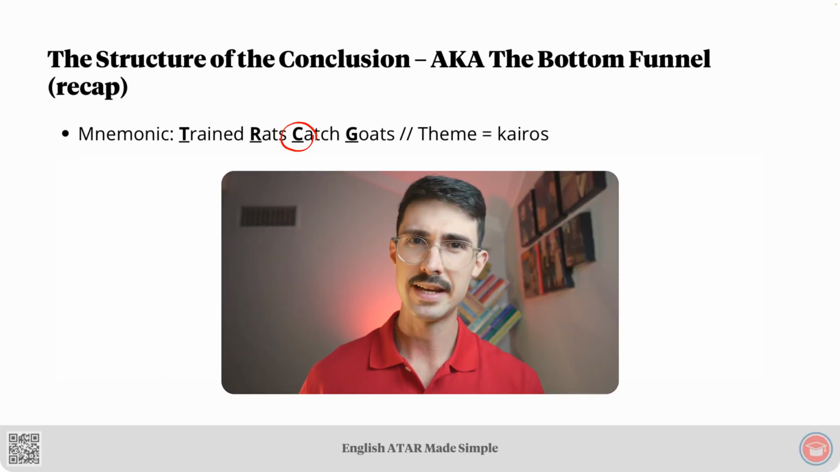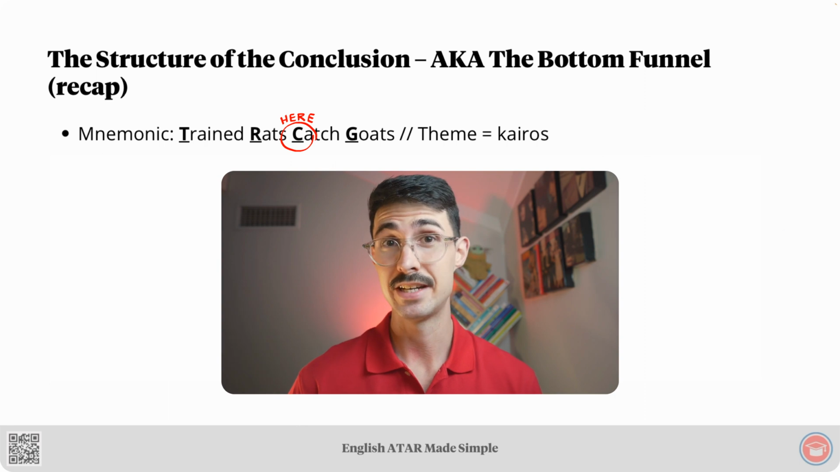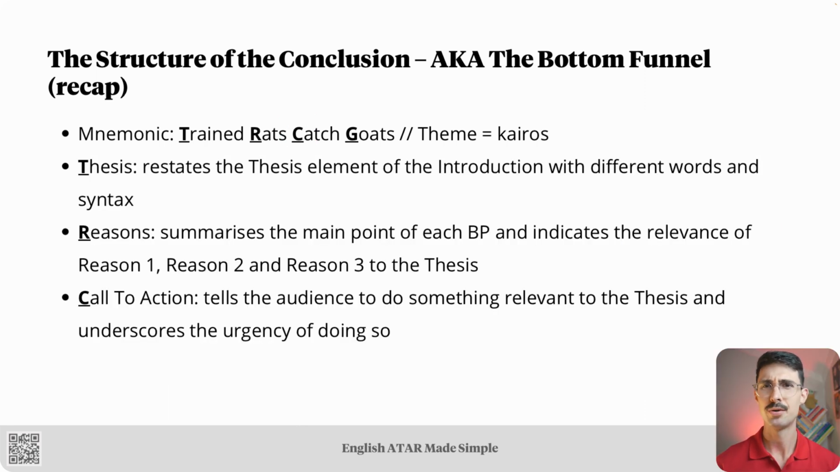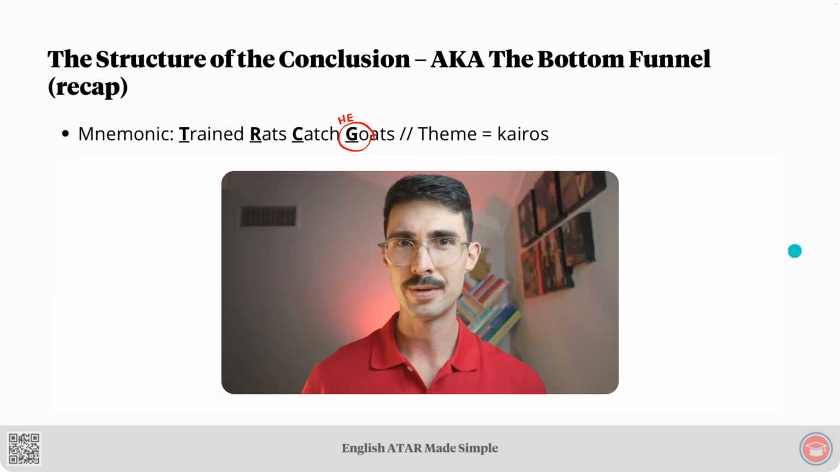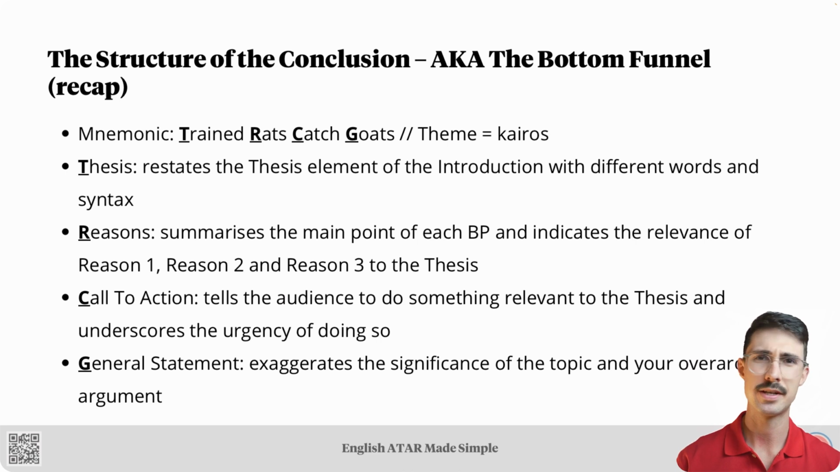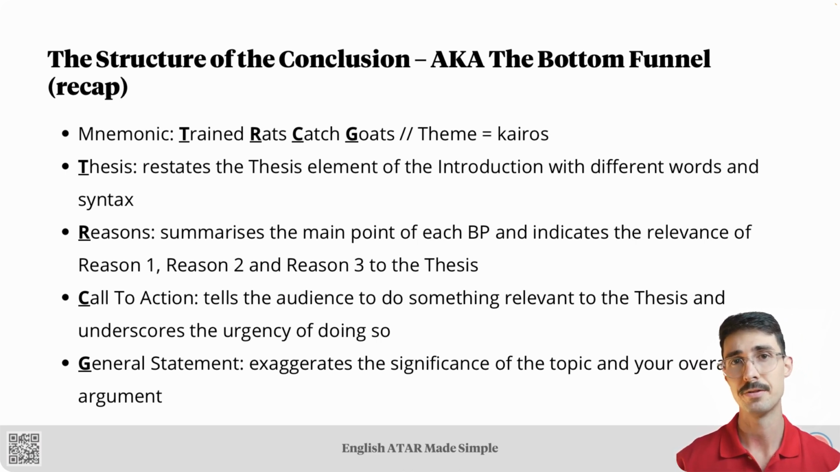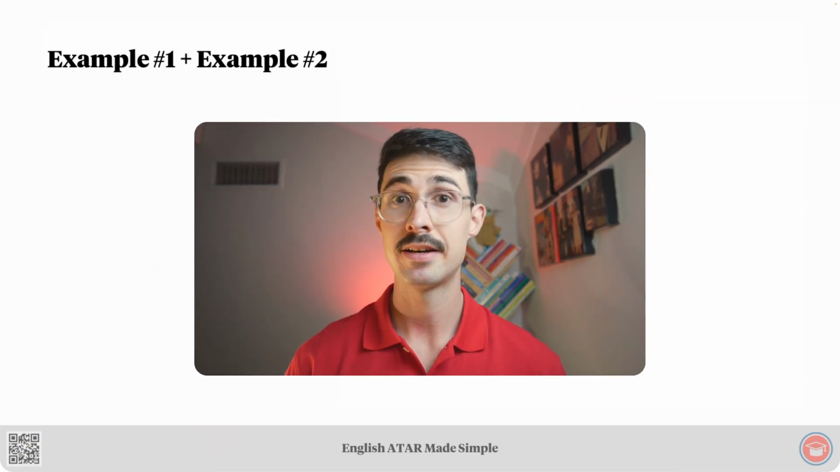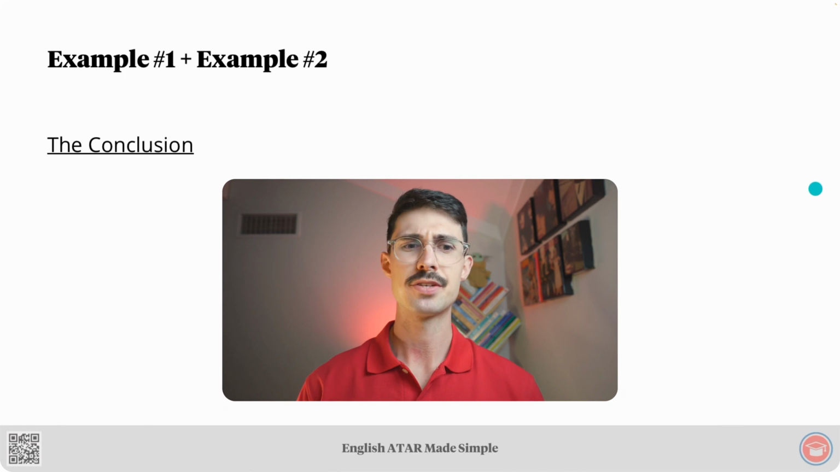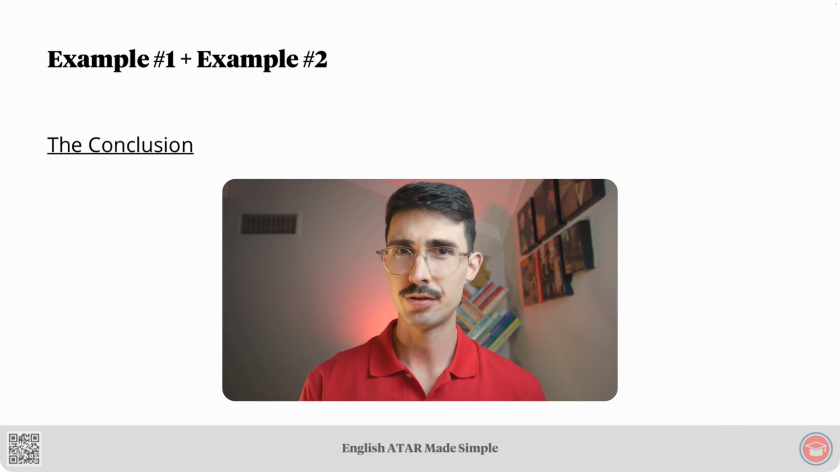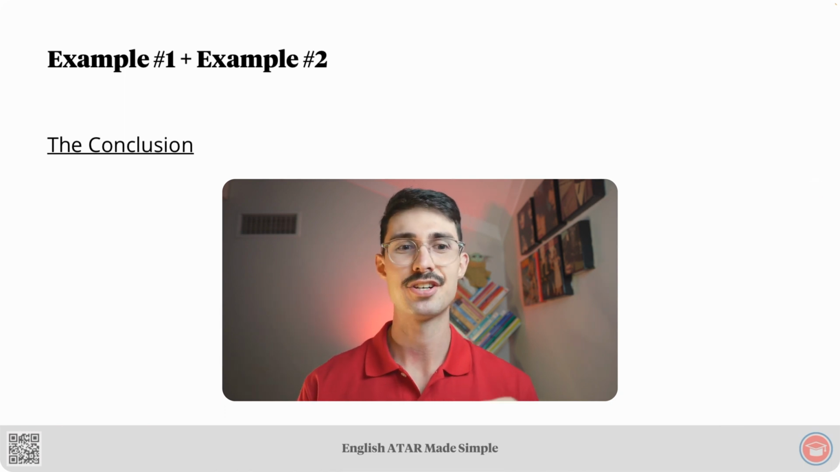The C stands for call to action, or CTA. The CTA requires you to tell the audience to do something that is relevant to your thesis and underscore the urgency of doing so. Final element is the general statement. This is where you exaggerate the significance of your topic and your overarching argument, your thesis. After our recap, we had a discussion of example 1 and example 2. Here are some key takeaways regarding each element of the conclusion in relation to our discussion of these examples.